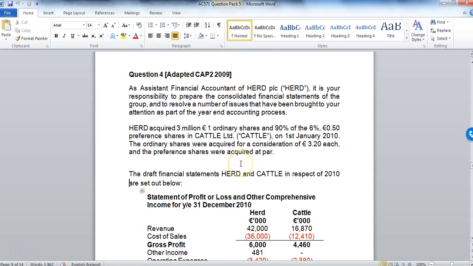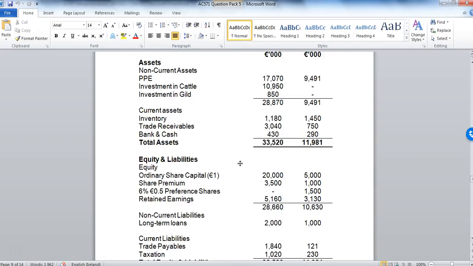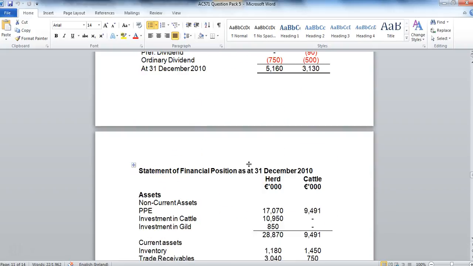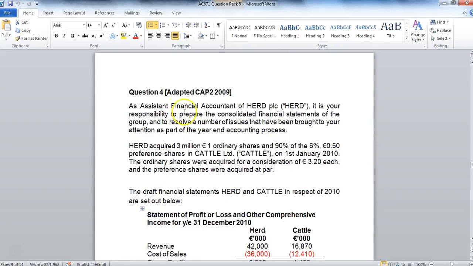So again, the first thing is to read the requirements and figure out what you're asked to do. In this question we're asked for the three full financial statements, so we know we have the P&L, the statement of financial position, and also the statement of changes in equity. So a quick read of the background of the question. We're told here, financial accountant and Herd resolve a number of issues. They acquired 3 million ordinary shares and 90% of the preference shares of Cattle on the 1st of January 2010.